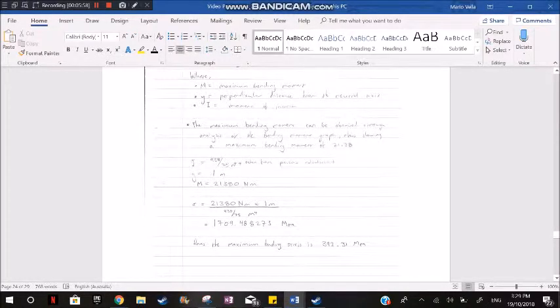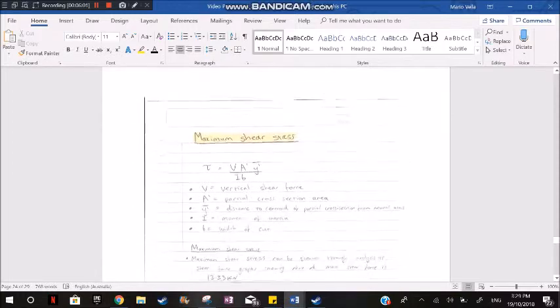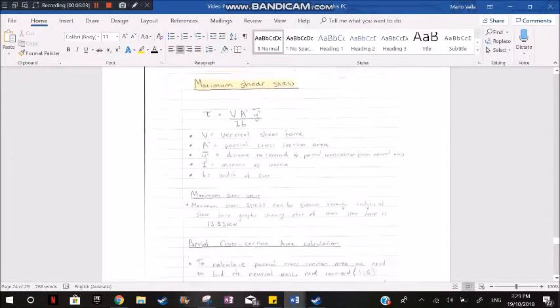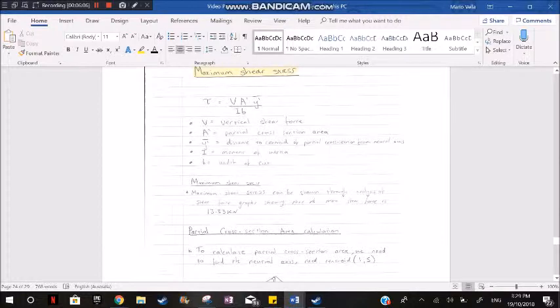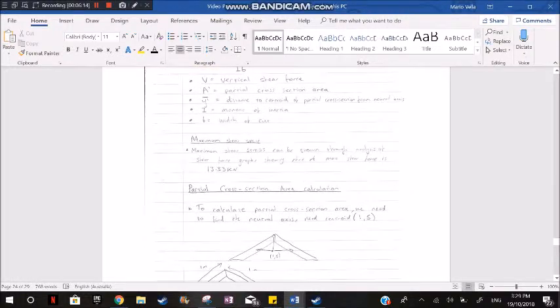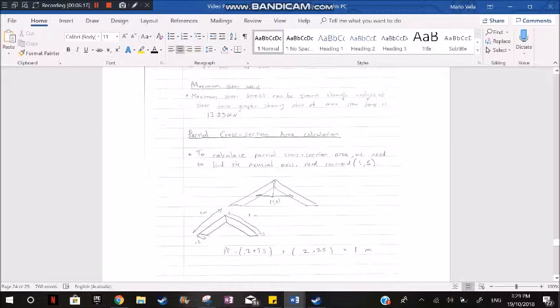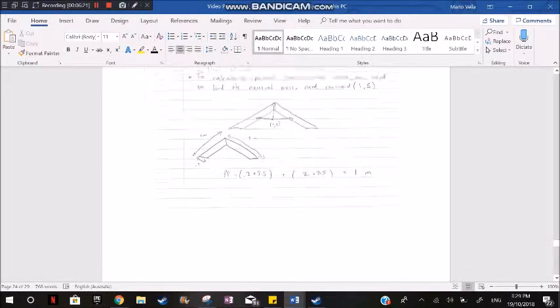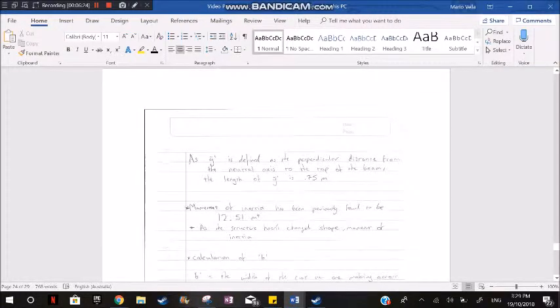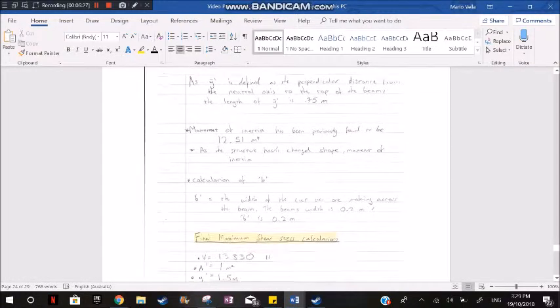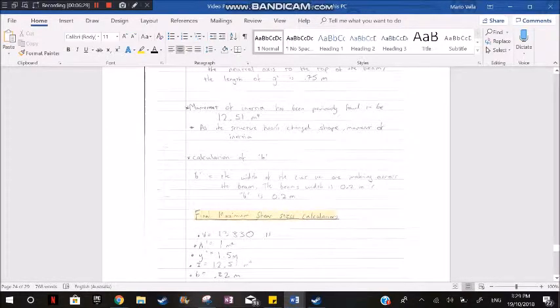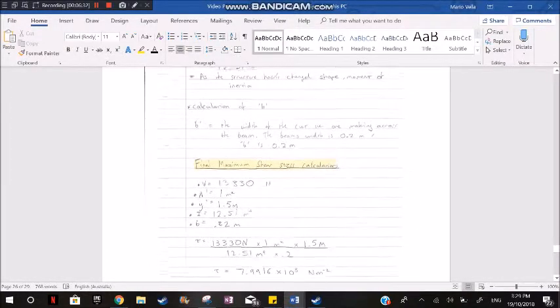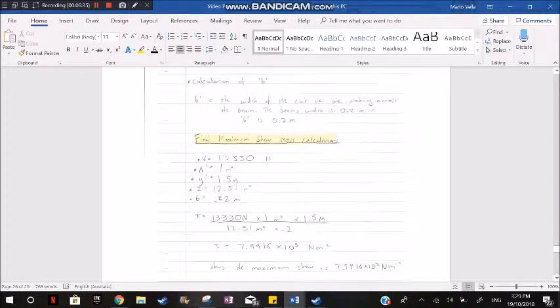Maximum shear stress, a little bit more complex. I also got the max shear stress from the shear stress graph of 13.33, and then I did the partial cross-section area calculation for the moment of inertia for this, using the neutral axis. So you can see I got my A there equals 1, A dash, and my Y dash is 0.75. Then my calculation of B, the B was just a width of the cut, so it was 0.2 meters. Then I obviously put those all together and put them into the final maximum shear stress calculations. Got that.